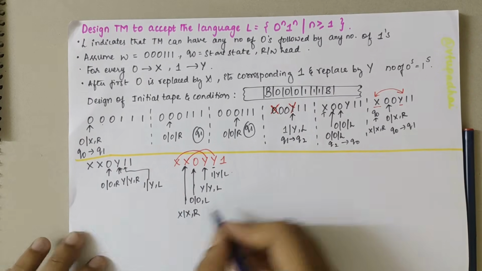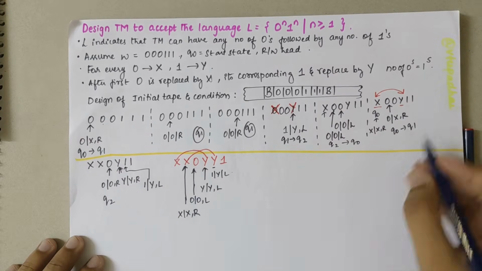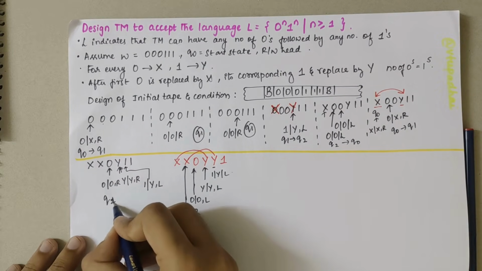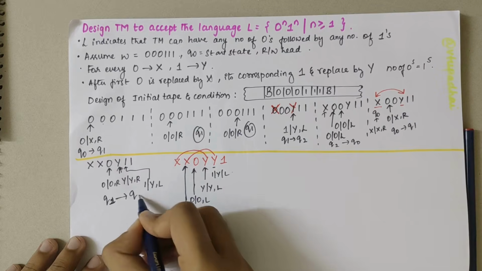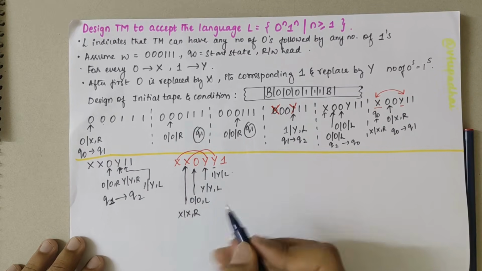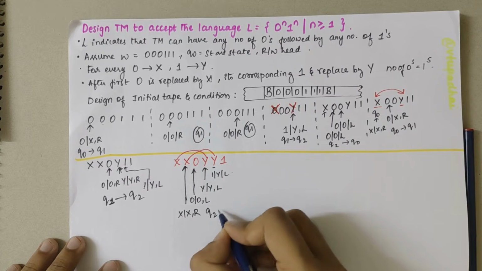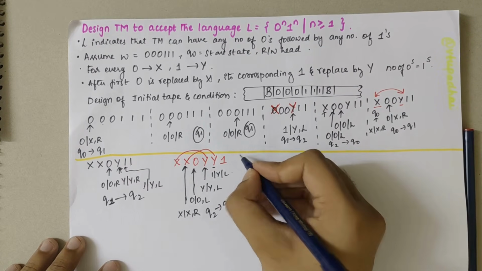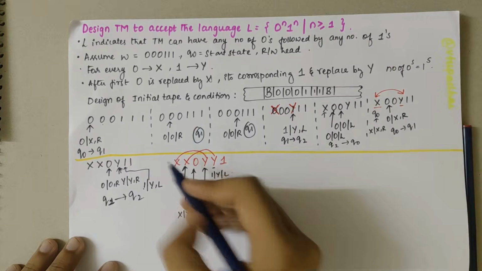When you come here, this was in q2 state, this was in q1 state, this was in q1 state. From q1 state I changed to q2 by replacing 1 by y, and when I come here from q2 I am back to q0. Okay.